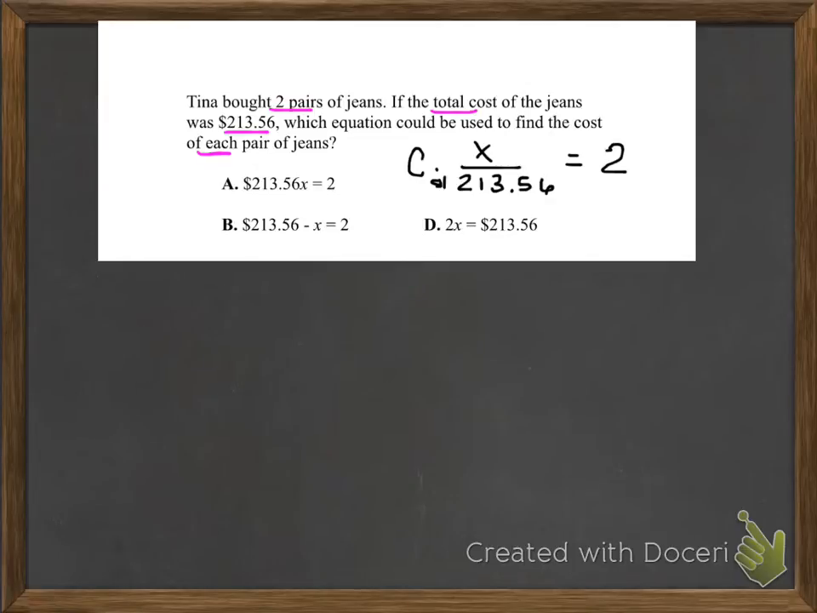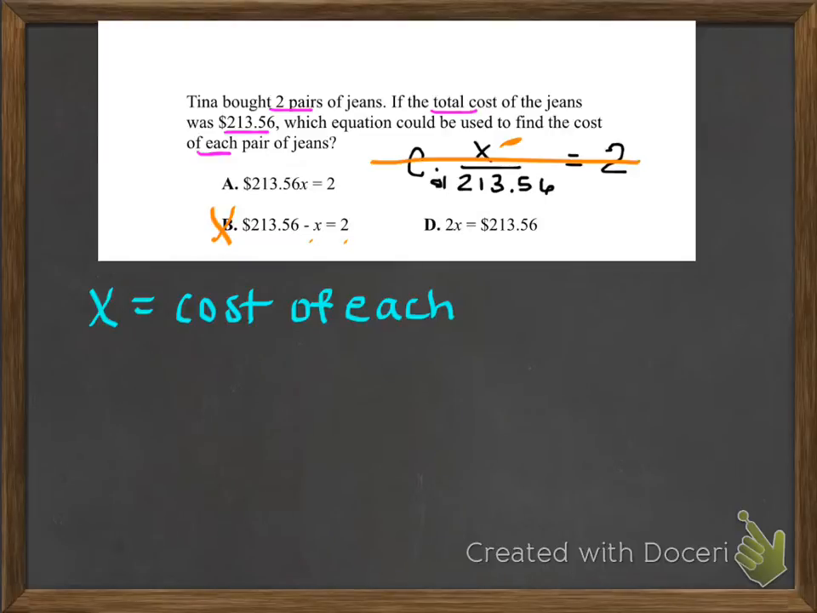So for these problems, it's best to first identify what you're solving for. So remember that in this problem, x is going to be the cost of each pair, okay? So cost of each. All right, so let's go ahead and just think about that for a second. We could take B here and we could say, okay, if we have $213.56, that's the total, minus the cost of one of the pairs, would that give us 2? No, that wouldn't. So B doesn't work for us. Now we could say, okay, if we take the total for each pair, like let's say each pair is, I don't know, $100 roughly. So if we take 100 right here for C and we put it in there for X, we divide that by the total, would that give us 2? Nope, that doesn't work either.